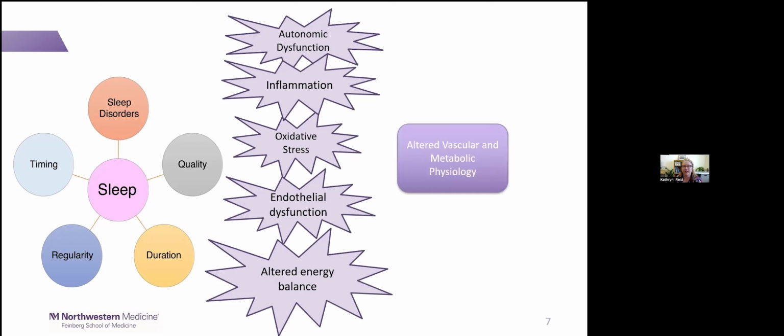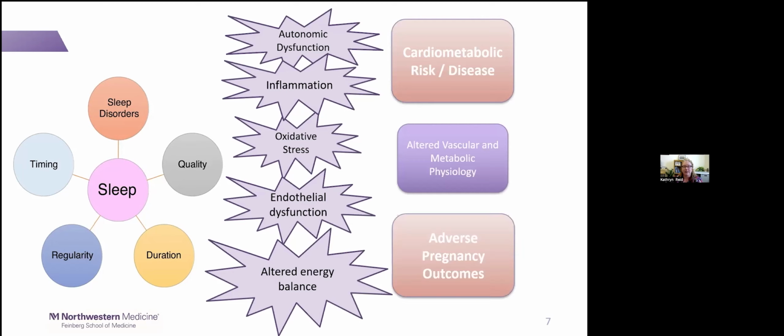And so this can lead to altered vascular and metabolic physiology, cardio-metabolic disease risk and/or disease, and in the case of one of the studies I'm going to talk about today, adverse pregnancy outcomes. What we were interested in doing, we know a little bit about the sleep, and I'll show you some of the data we have on sleep from that study, but we're also interested in looking at the effects of light and the light exposure in these people.